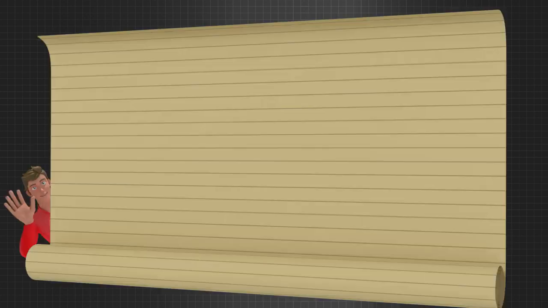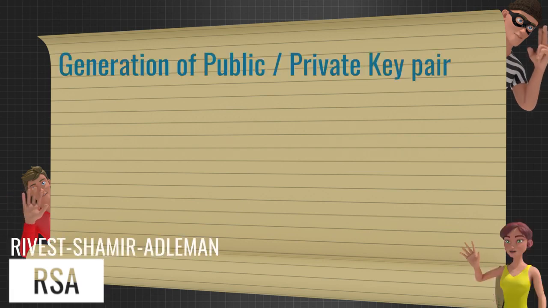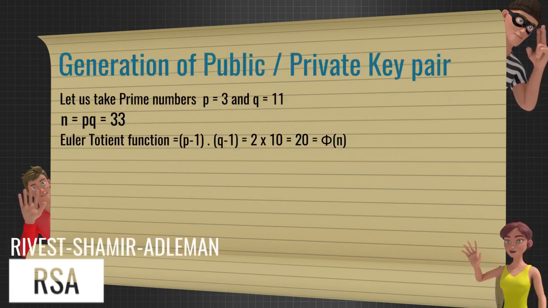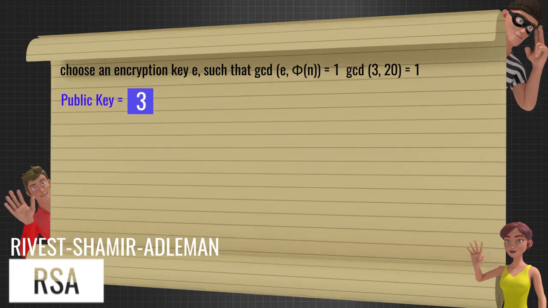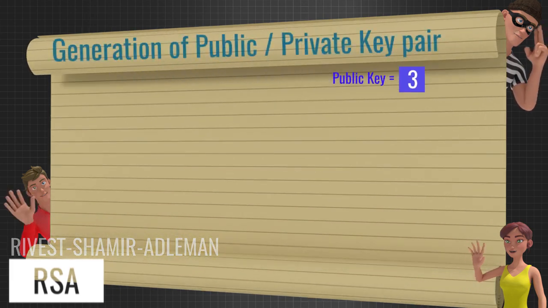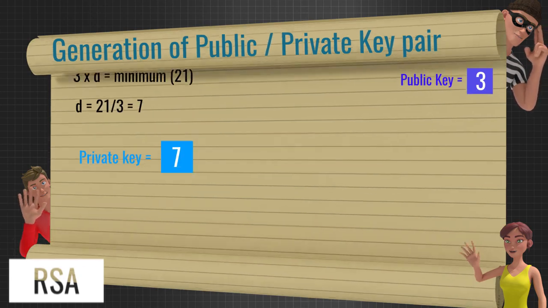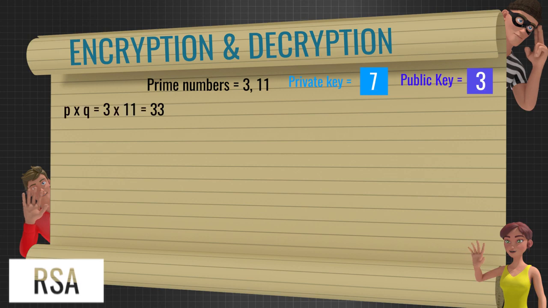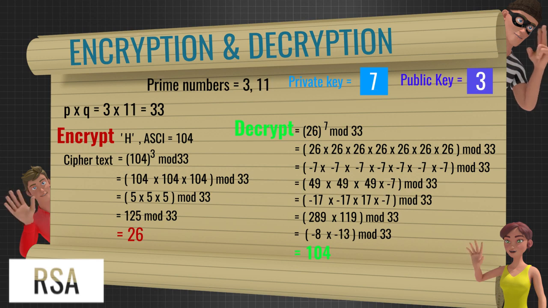A popular algorithm used in the private-public method is called RSA. Let's see how RSA uses two prime numbers to generate private and public keys by using an animation. The encryption and decryption of the letter H using these keys is also animated here. Please note that a detailed explanation of this algorithm is beyond the scope of this video.